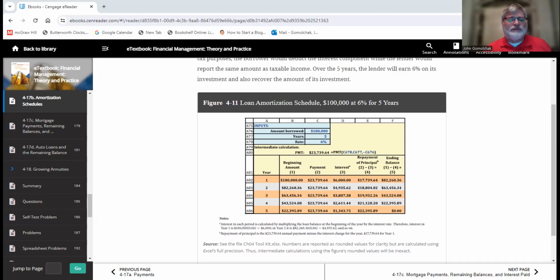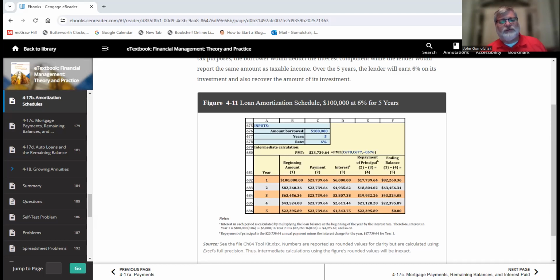Okay, so we're still making the payment of $23,739. $4,935 is our interest. Now $18,804 is principal. We take that off of our beginning balance, so now our principal drops to $63,456, which becomes the beginning number for year 3. Payment remains the same. Interest now drops to $3,800. Principal payment goes up to almost $20,000, $19,932, and our ending balance is now going to be $43,000, which becomes our beginning number here.